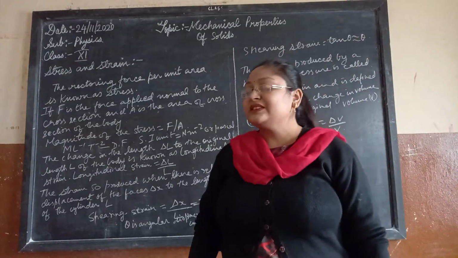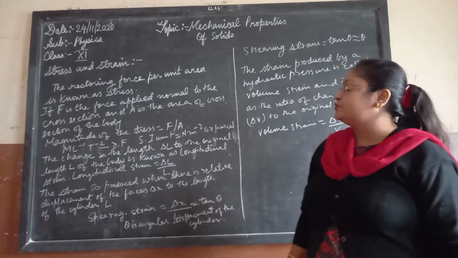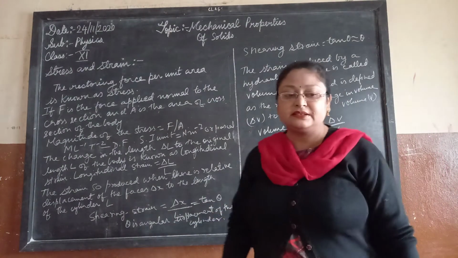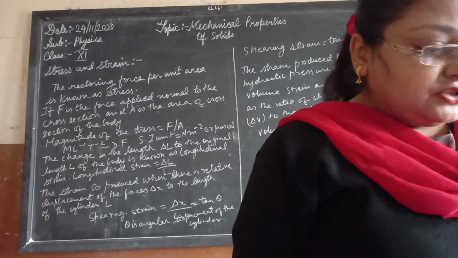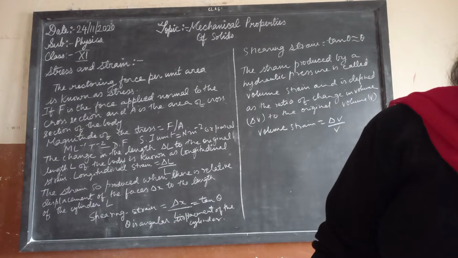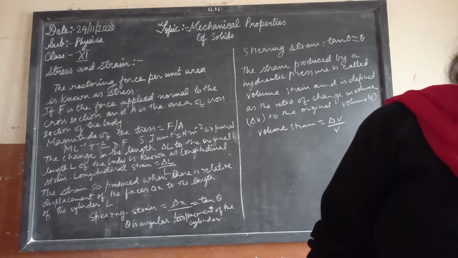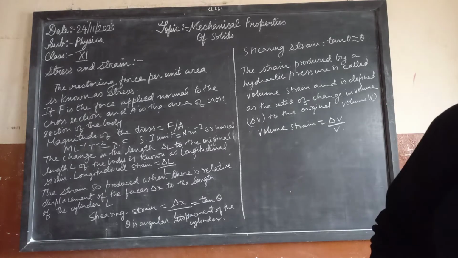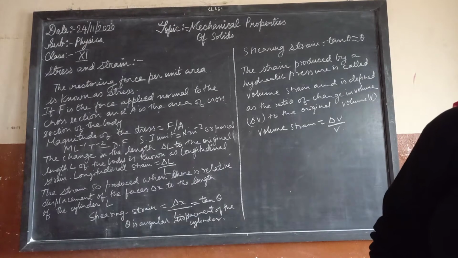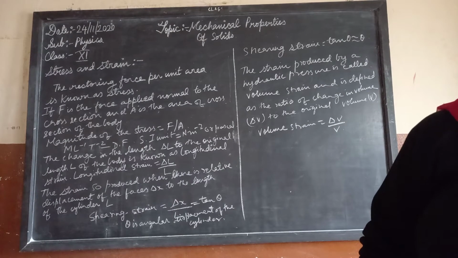Now stress and strain I am going to explain to you. The restoring force per unit area is called the stress. The restoring force is equal in magnitude but opposite in direction to the applied force. The restoring force per unit area is known as the stress.